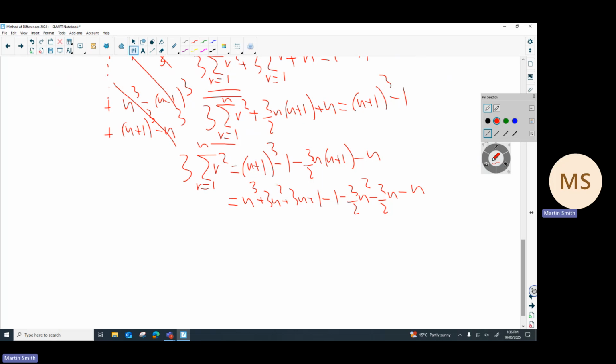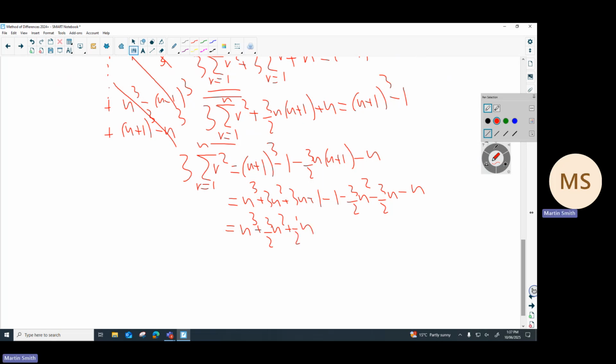What I'm going to do now is collect together like terms. So the n cubed term is just n cubed. The n squared term, I've got 3n squared minus 3/2 n squared, which is plus 3/2 n squared. The n term, I've got 3n minus 3/2 n minus n. So that's just going to give me plus a half n.